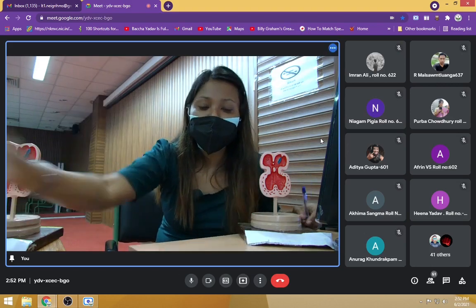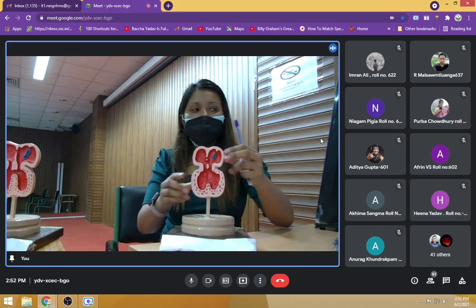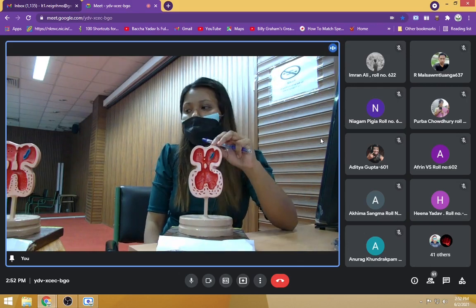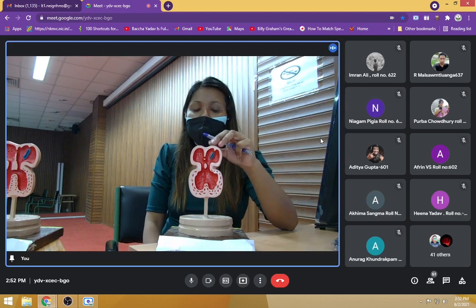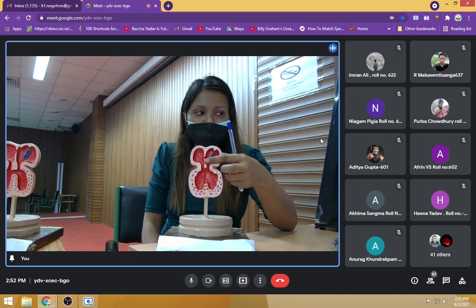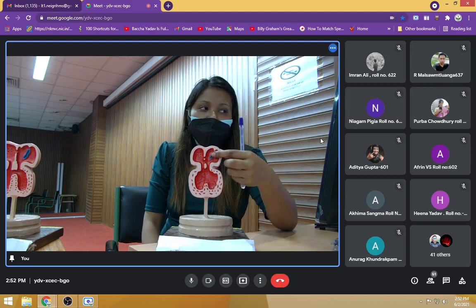Okay, leave it. Now come to the interatrial septum. Again we are repeating. If this model is shown, you have to say that this is an embryology model of the heart showing the development of the interatrial septum, some parts of the interventricular septum, and the right and left horn of the sinus venosus.